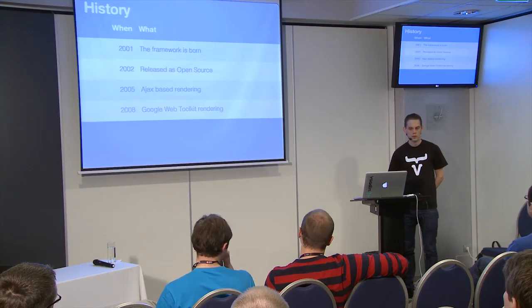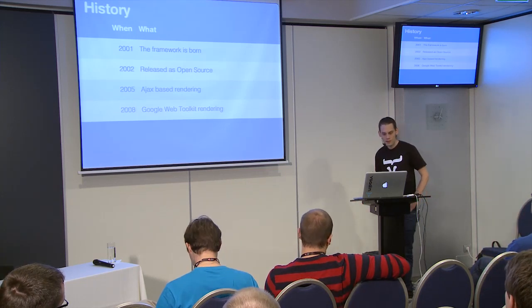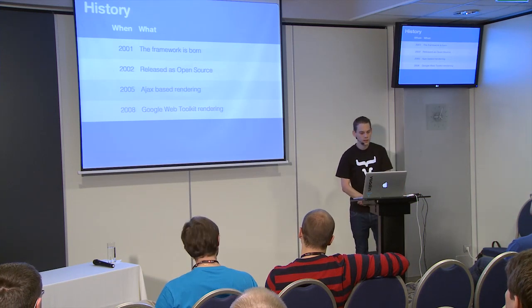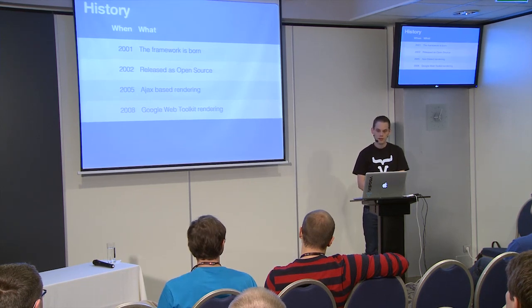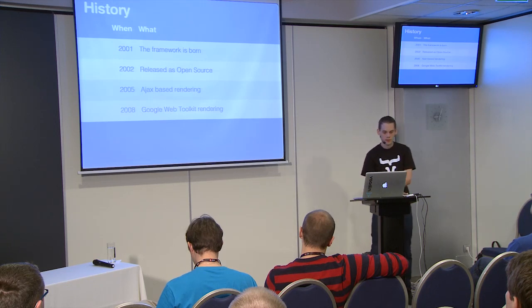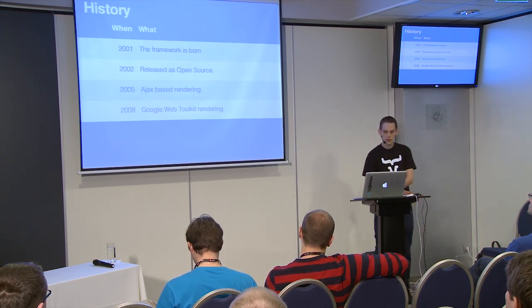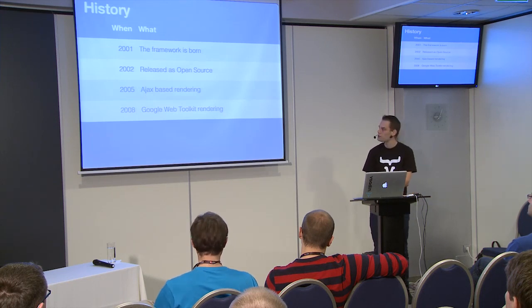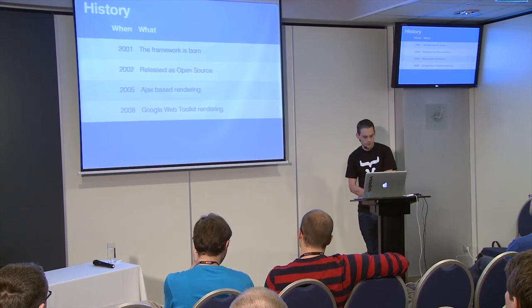Do you know what Google Web Toolkit is? Who knows? Everyone? Almost. So the idea behind the Google Web Toolkit is that you can write the client-side code with Java, and then there is a compiler that compiles that Java code into JavaScript. So you can use your Java tools to write the client-side code, and Vaadin uses it in the client side.